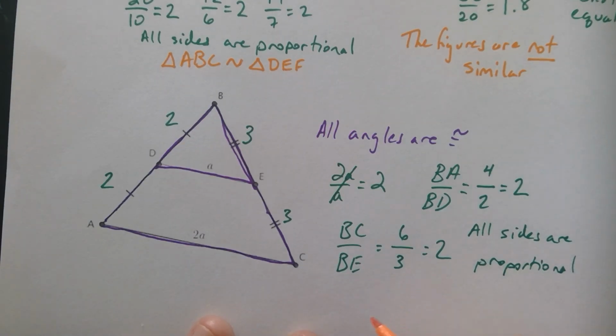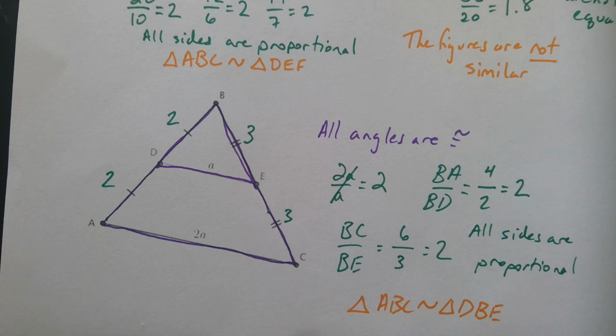So we can make a similarity statement of triangle ABC is similar to triangle DBE. And there's similarity for us.